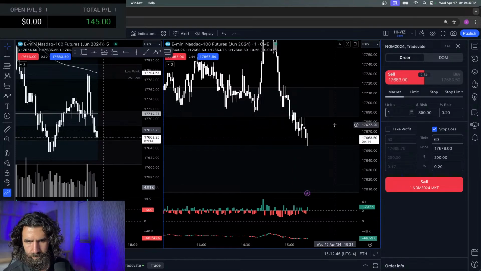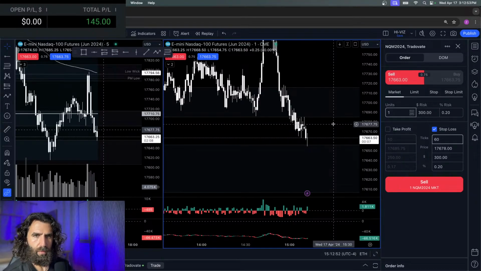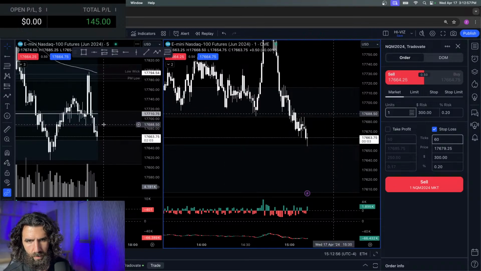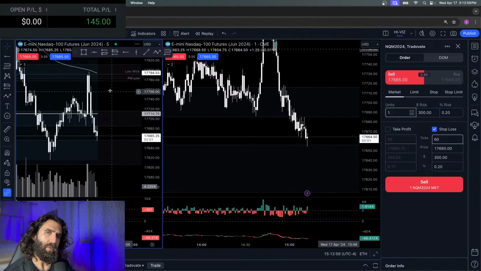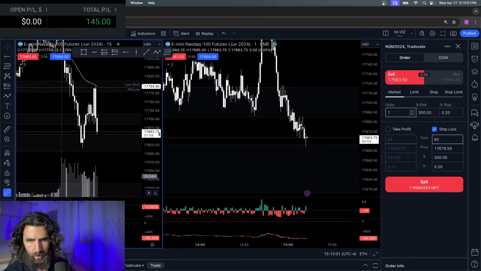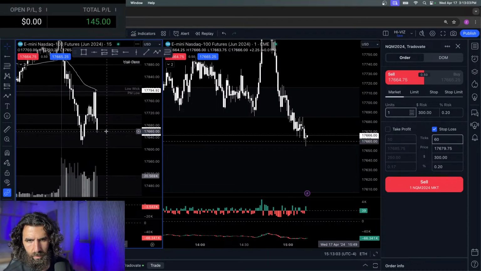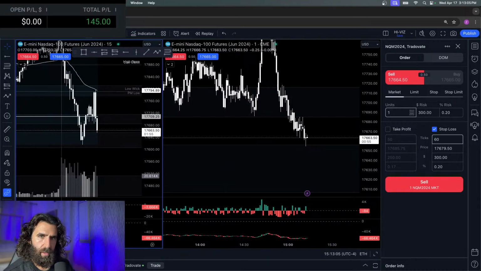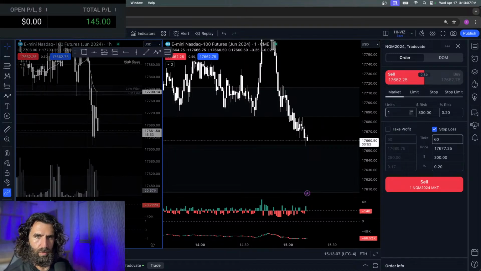But this looks like it wants to go. We'll see how this 5 minute bar closes. See what this looks like on the 15 minute over here in the corner. Pretty nice gap forming. Not so much on the 1 hour.